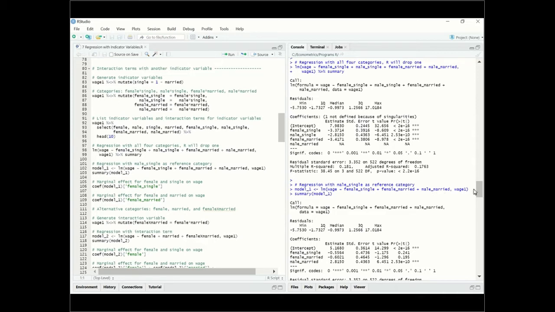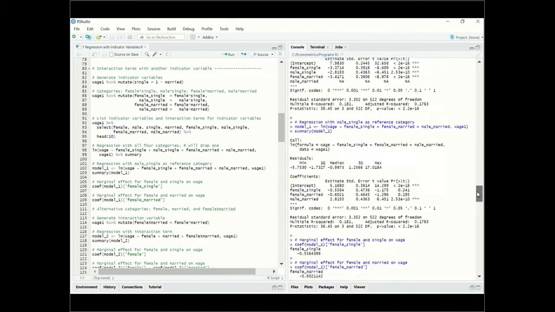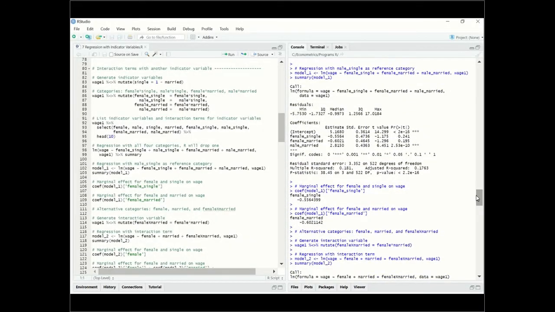Okay, so now when we estimate this model, these are the results that we are going to be getting. These are different coefficients that we have here on the interaction terms. So now, if we want to know what is the marginal effect for being female and single on wage, basically that would be the coefficient that we see here.